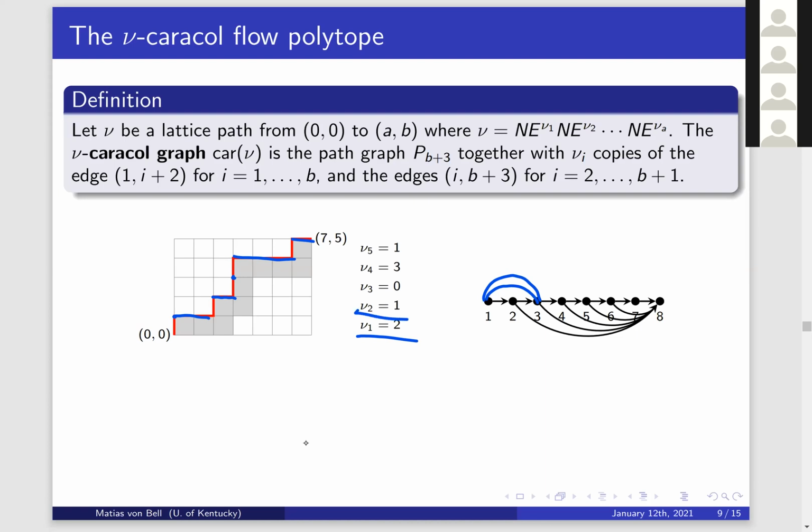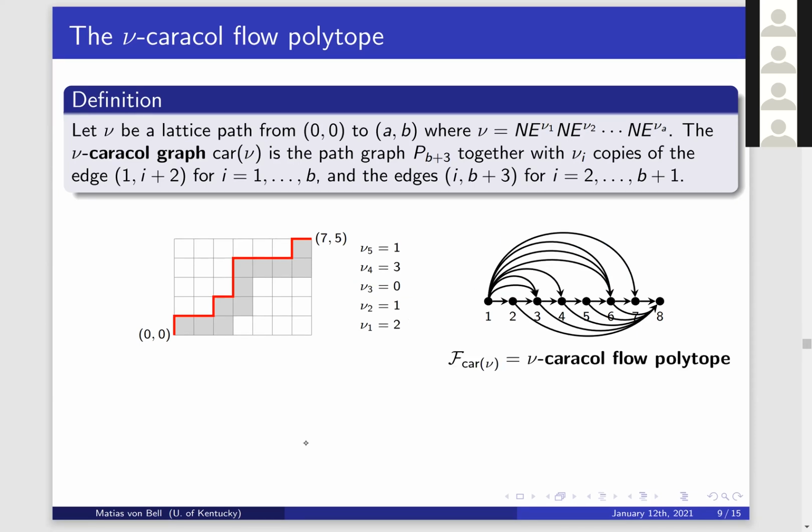1 E step at the next level. So we add 1, then there's 0. So we skip adding edges there. And then there's 3 in the next one. So we add 3 edges to the next vertex and 1 last one here. So we obtain this nice little graph, and it's called the new Caracal graph.